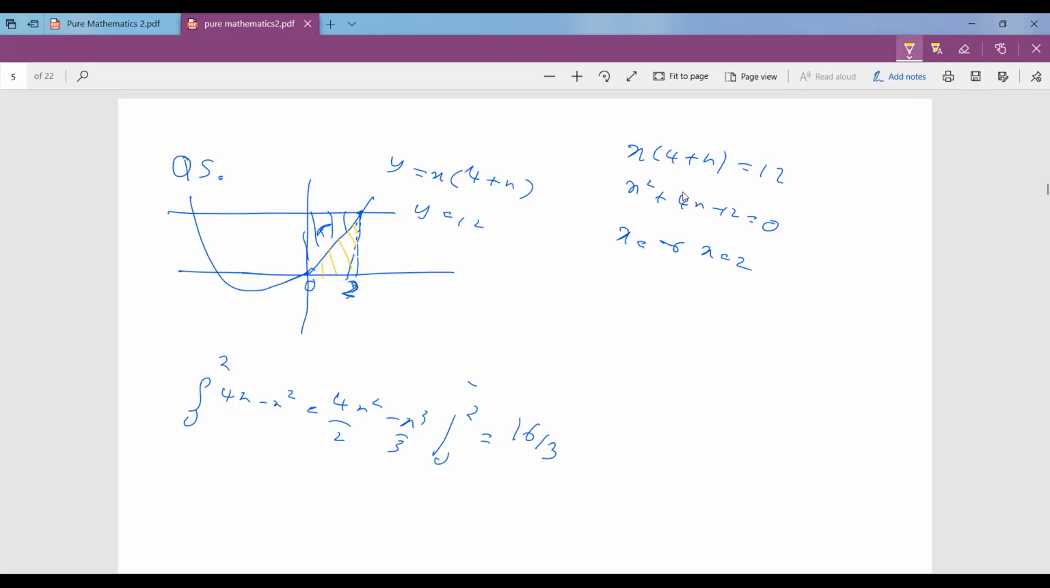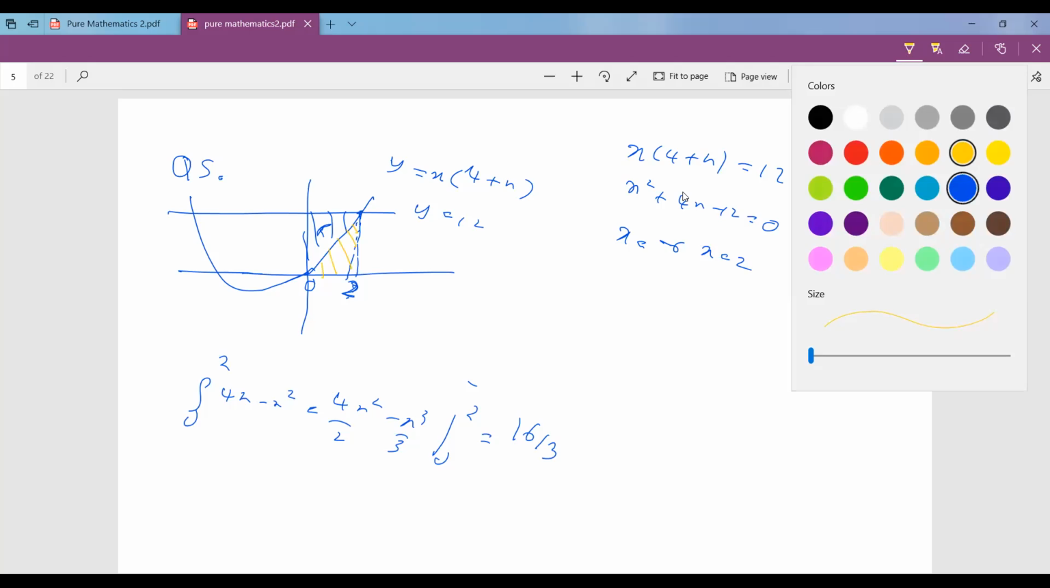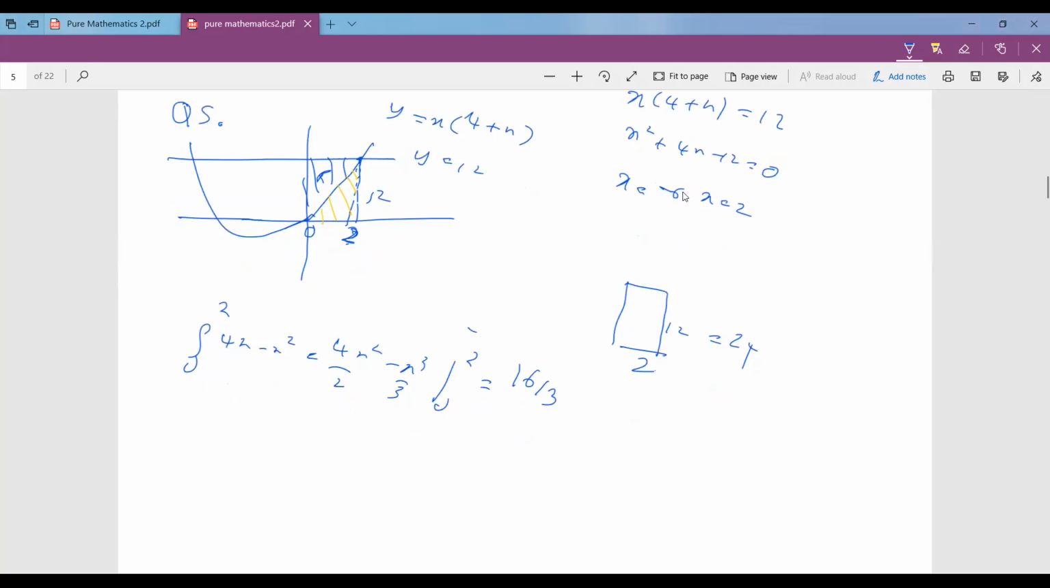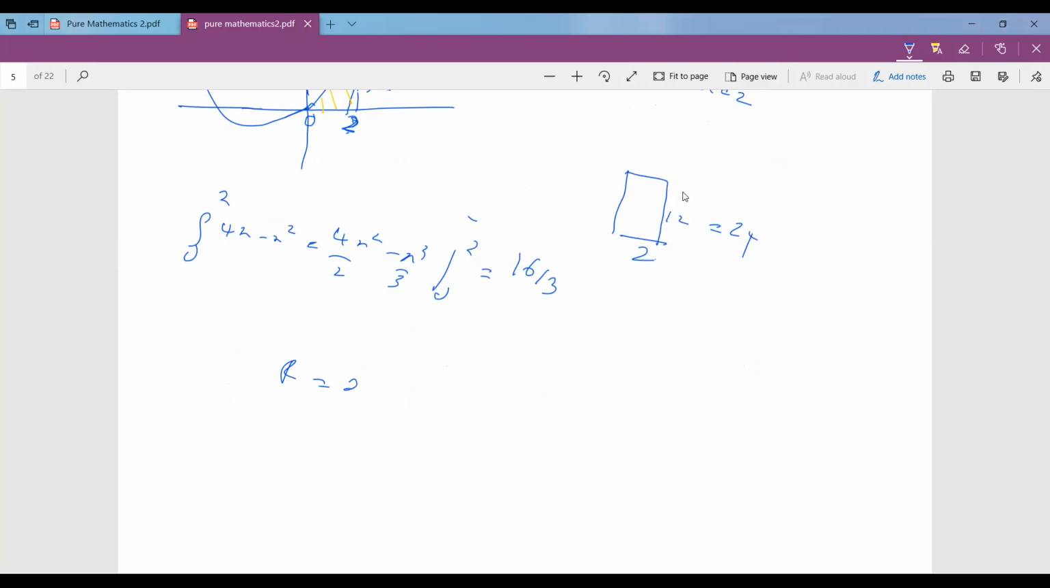Right. Then the next part of it, I'll try to find out the area of this rectangular part. You can understand that this length is 2 and the height here, how do you find the height here? This y equals 12 means this height is 12. So that equals 24 today. Then we can find the required area, region R equals 24 minus 16 over 3. So you get the answer 56 over 3 as the final answer for this today. That's a way of doing this kind of question.